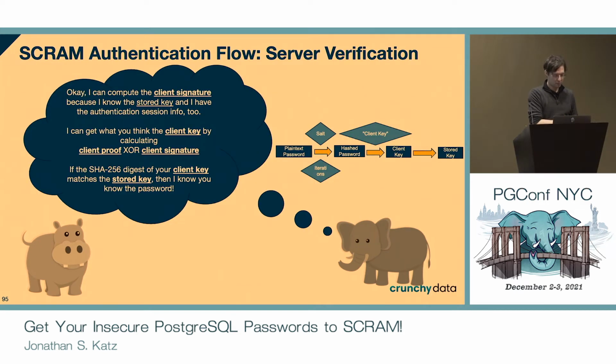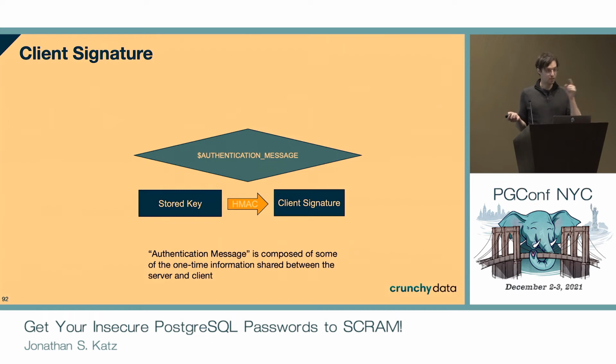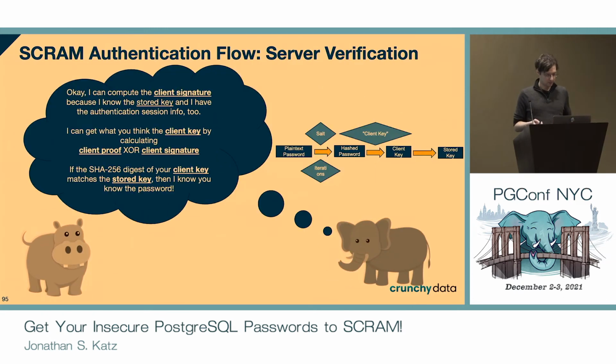So Postgres gets that proof and says, all right, I know I can compute the client signature because I have the stored key. And remember, the client signature is the stored key plus some of the one-time information that we're using as part of this session. I take the HMAC, and we get the client signature.